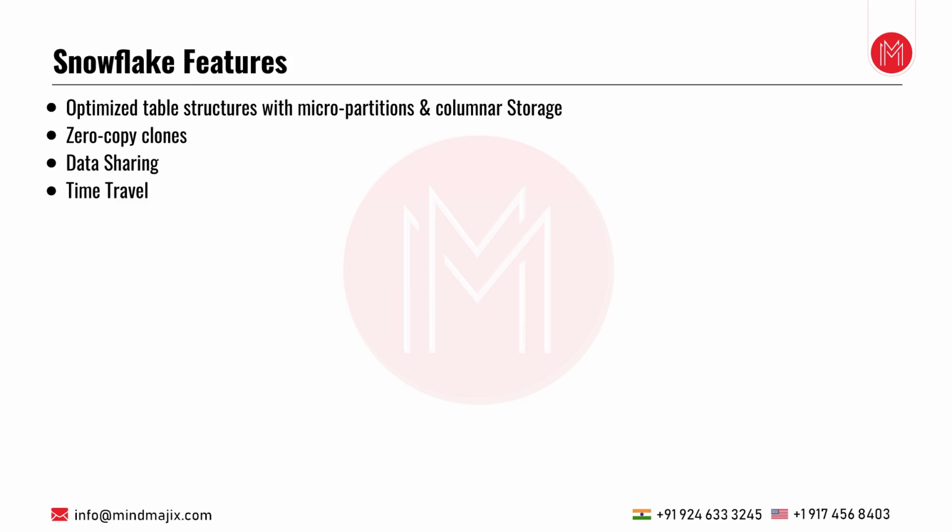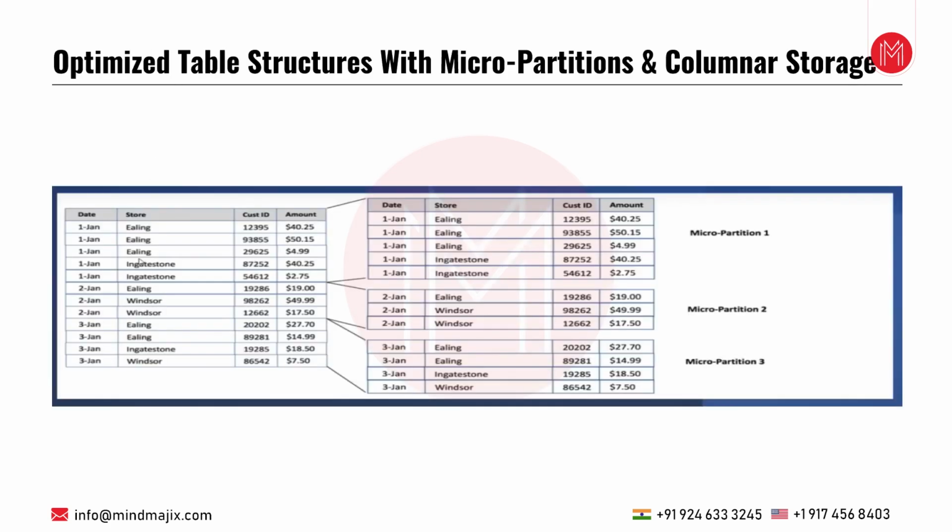Next, features of Snowflake. The best features of Snowflake are optimized table structure with micro-partitions and columnar storage, zero copy clones, data sharing, and time travel. Let's see all these features one by one. First one, optimized table structure with micro-partitions and columnar storage. Micro-partitions are small storage units which enable you to run your DML queries quickly and efficiently.